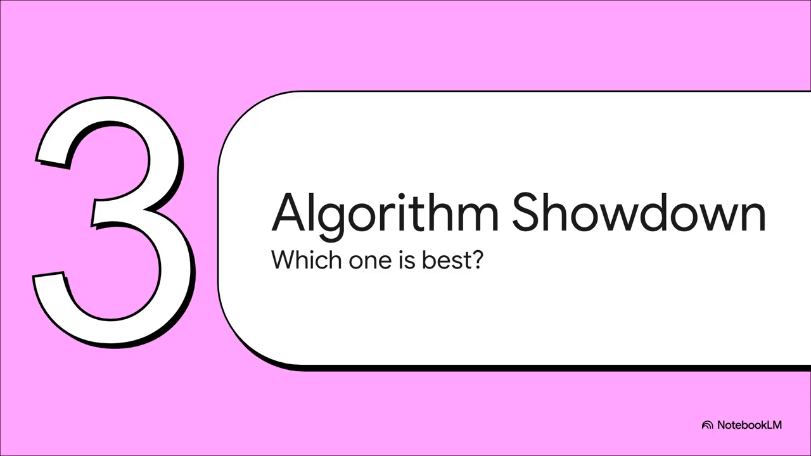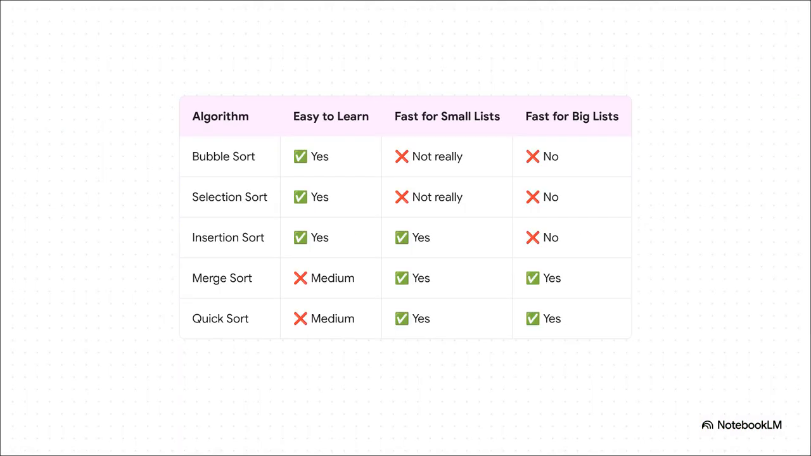Okay, so we've looked at 5 completely different ways to get this done, from the super simple to the pretty sophisticated. Which brings us to the ultimate question, right? Which one is the best? When you lay it all out like this, you can see a pretty clear story. Bubble and selection sort, they're fantastic for learning, but you wouldn't want to use them for anything serious. Insertion sort has its own little niche. It's great for small lists or lists that are nearly sorted anyway.